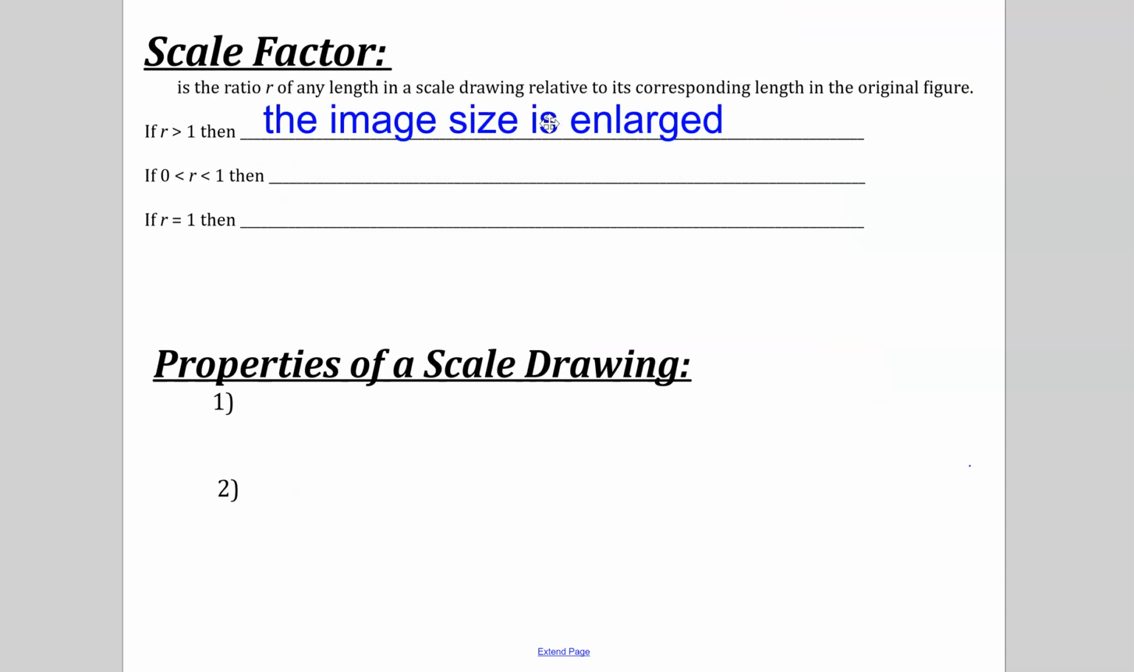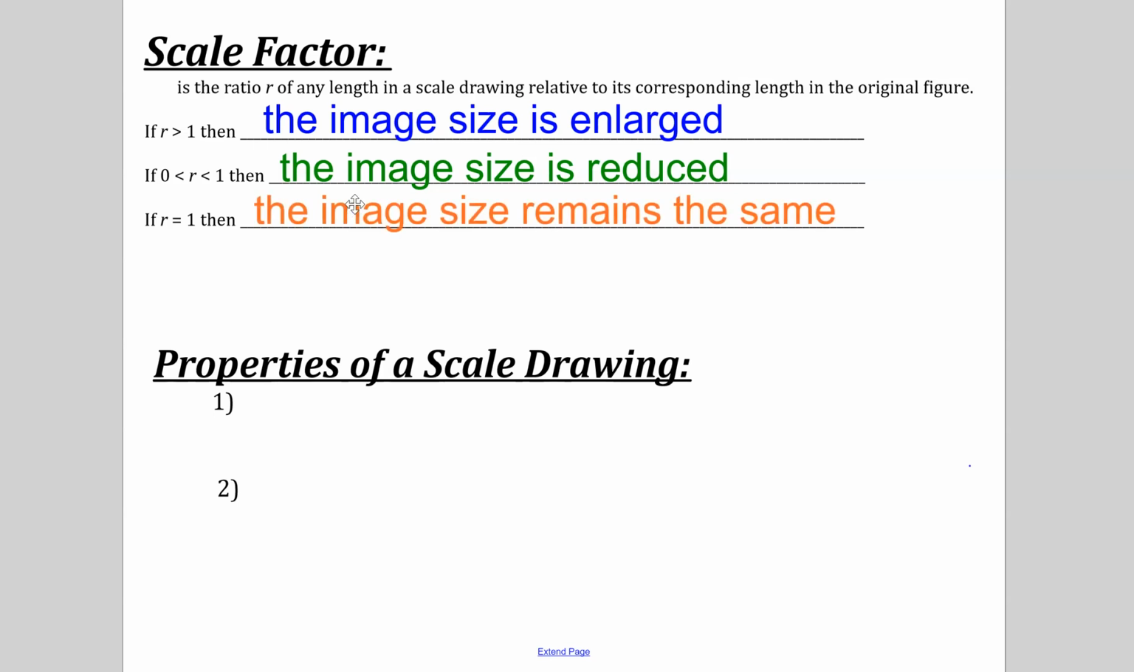So again, an enlargement. When R is between 0 and 1, aka when it's a fraction less than 1, that's going to represent a reduction. So the size of the image is now reduced to a smaller but proportional figure. The last one is what happens when R is equal to 1. Technically, this one is not a dilation because the image stays the same, but we do represent that and talk about it as a scale factor. So when the scale factor is 1, no dilation has occurred because the image size has not changed.